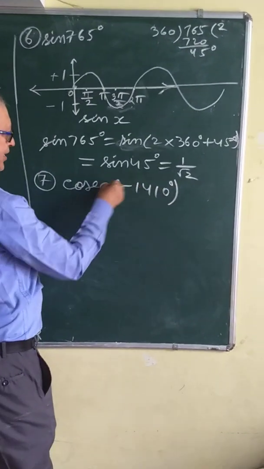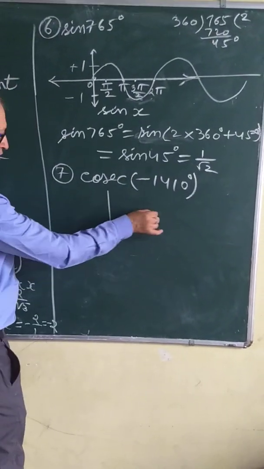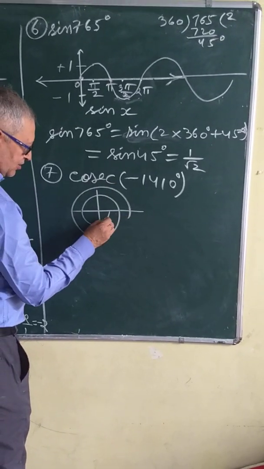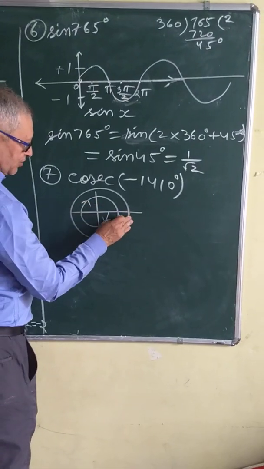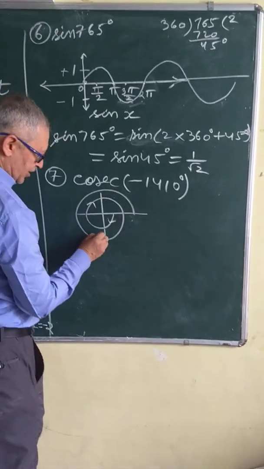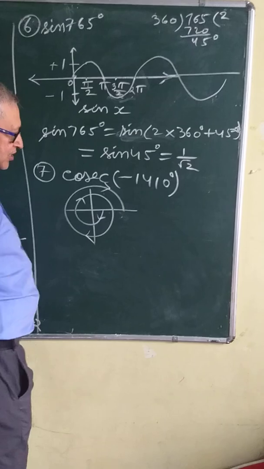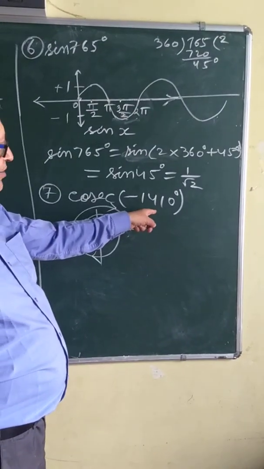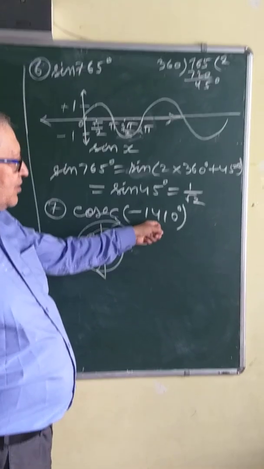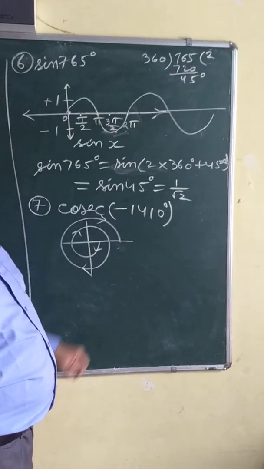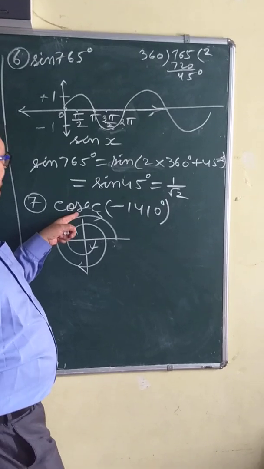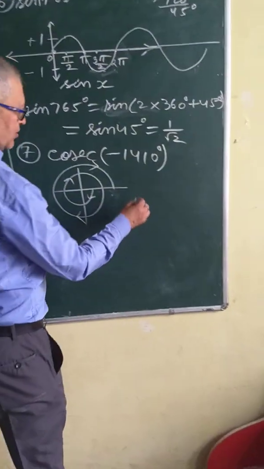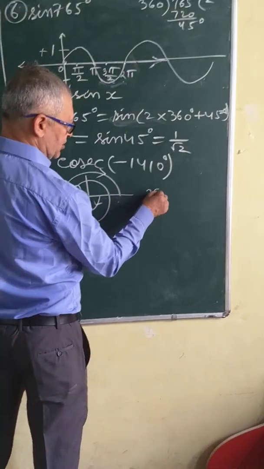So for a minus angle, we know that it goes in this direction. This is the clockwise direction, and in the clockwise direction the angle is taken as negative. So for calculating this angle, you will see how much less it is than the 2 pi cycle. The cosec graph is the same as the sine graph, because cosec is the reciprocal of sine. So for this we will divide it by 360.